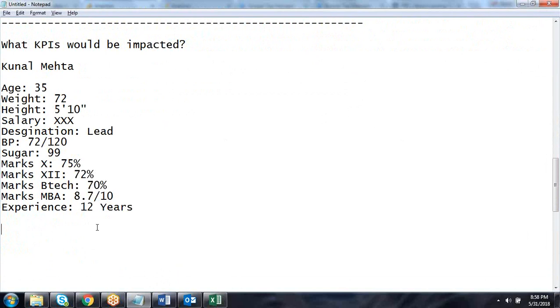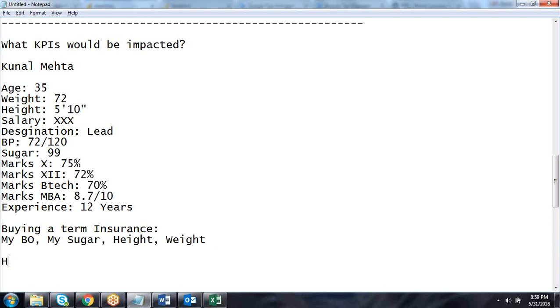So if I am buying a term insurance, absolutely right, Shailesh. My KPI would be my BP, my sugar, my height, my weight. Go ahead and calculate my BMI index and all that. So this is completely objective based. Whereas when I'm getting hired, my KPIs would be my experience, my salary, my marks. So depending upon the kind of question that people are asking, my KPIs would differ.